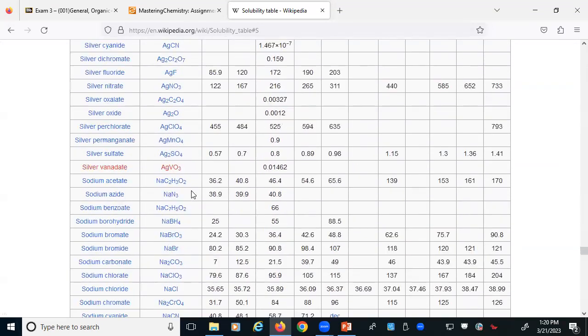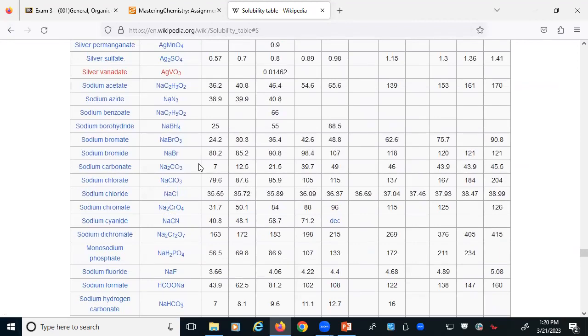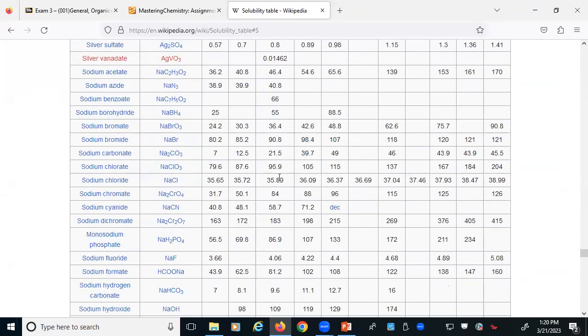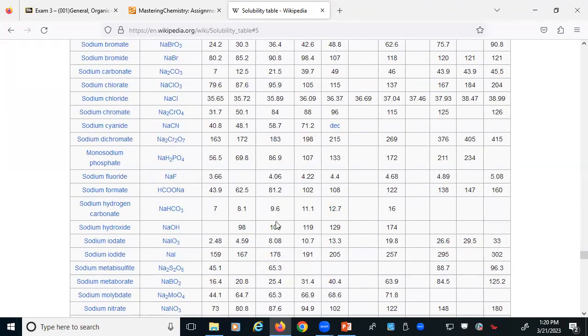But we can point out a couple of key ideas here. So sodium chloride, NaCl. What we can see is that, for 20 degrees Celsius, which is right here, this is kind of our normal room temperature, we can get almost 36 grams of sodium chloride into 100 milliliters of water. That's its solubility limit.